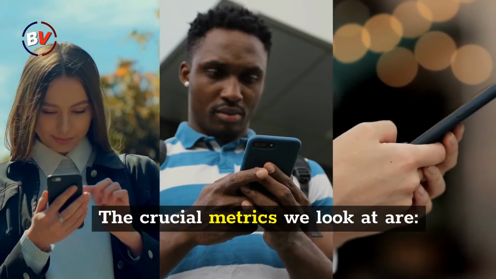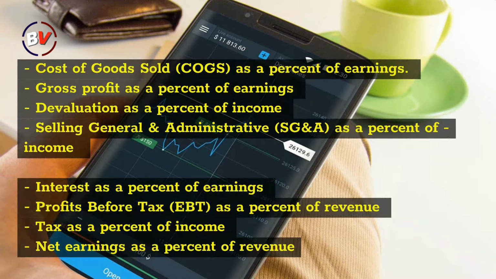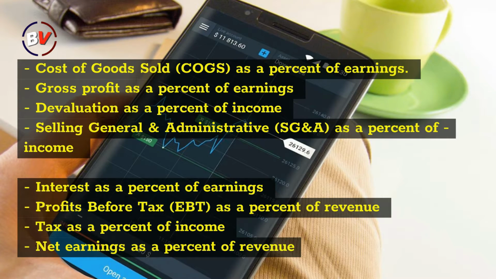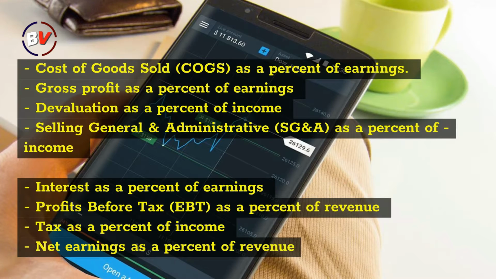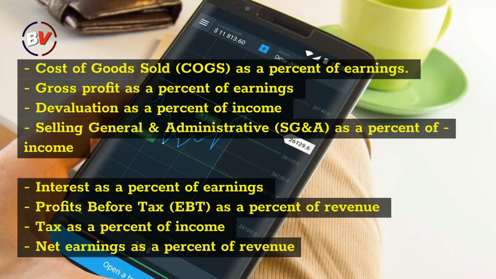The crucial metrics we look at are cost of goods sold, COGS, as a percent of revenue, gross profit as a percent of revenue, depreciation as a percent of revenue, selling, general and administrative, SG&A, as a percent of revenue, interest as a percent of revenue, earnings before tax, EBT, as a percent of revenue, tax as a percent of revenue, net income as a percent of revenue.